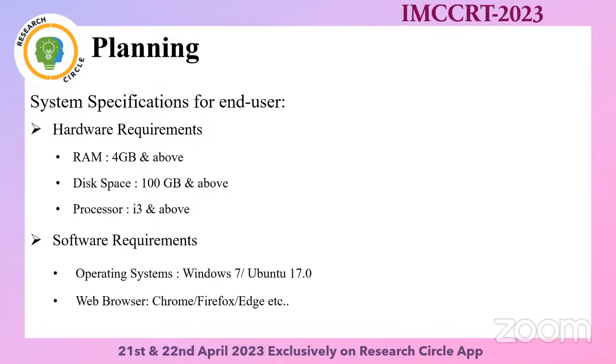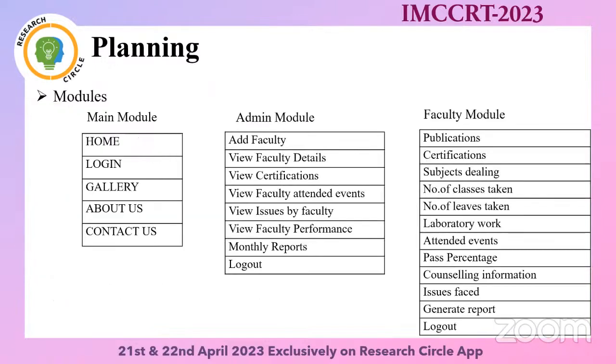These are the system specifications. The hardware requirements are RAM 4GB minimum space, and the processor i3. And the operating system Windows 7 or above, and Ubuntu 17.0 or above. If not, some compatibility issues will arise. For the web browser, Chrome or Firefox will be sufficient to use.